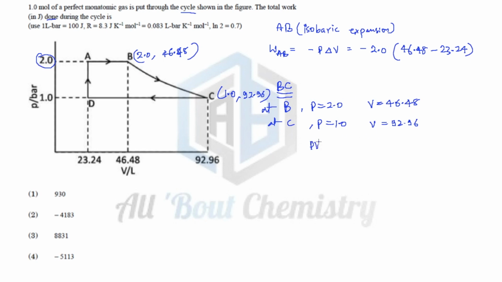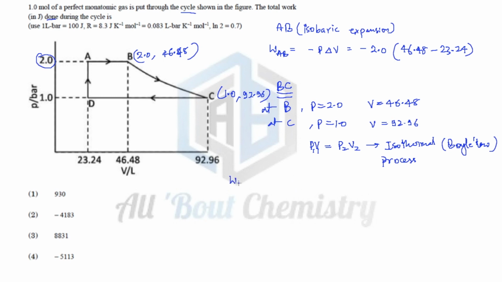So that means P1 V1 is equal to P2 V2. This is what you can attain from the values. You have to analyze the values. What it is telling you is that this particular process is nothing but an isothermal process, because Boyle's law is being followed here, and Boyle's law is only followed in an isothermal process. So this is an isothermal process.